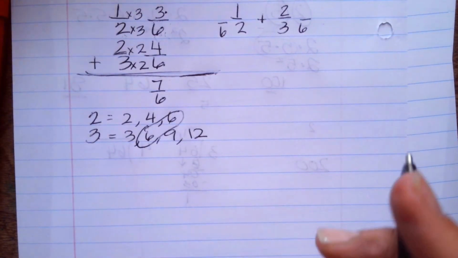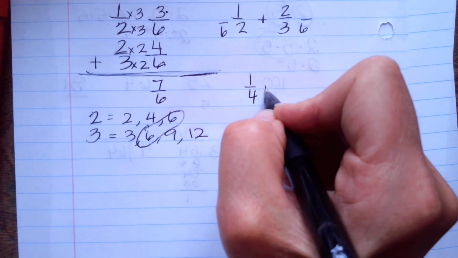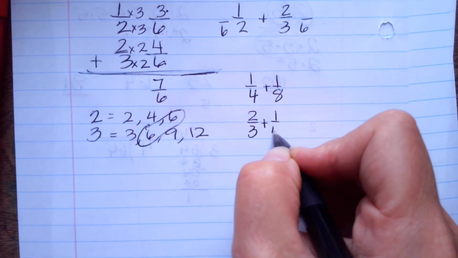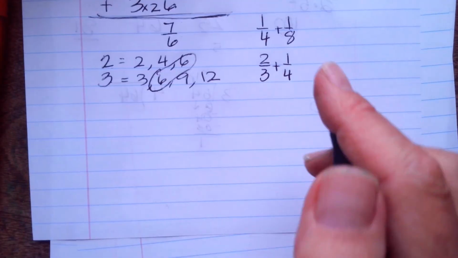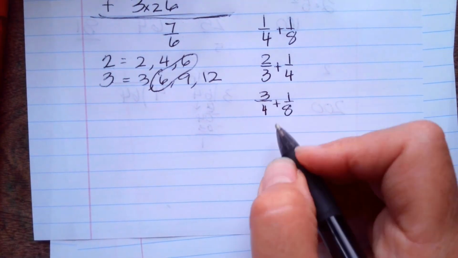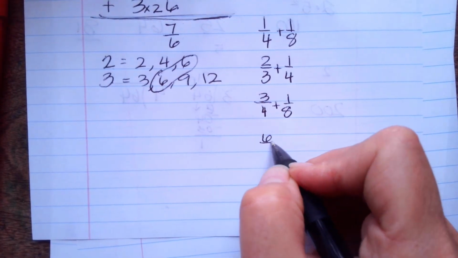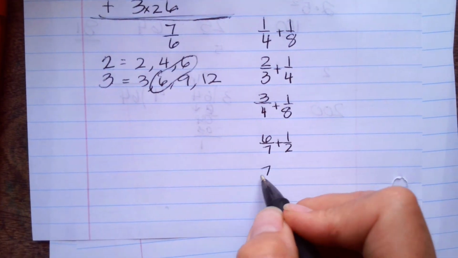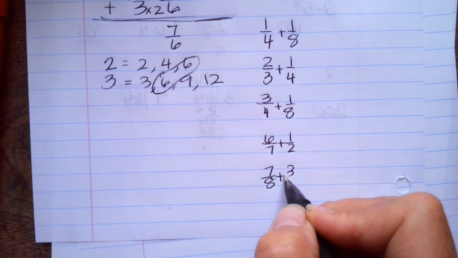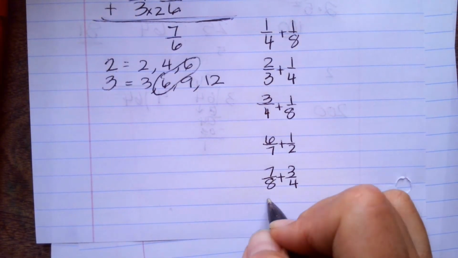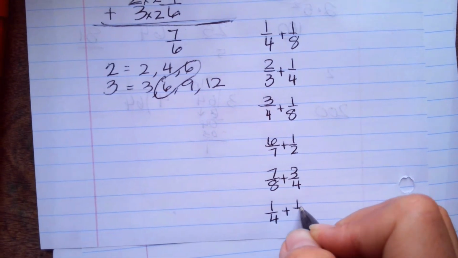So for homework, you're going to do 1/4 plus 1/8, 2/3 plus 1/4, 3/4 plus 1/8, 6/7 plus 1/2, 7/8 plus 3/4, 1/4 plus 1/3.